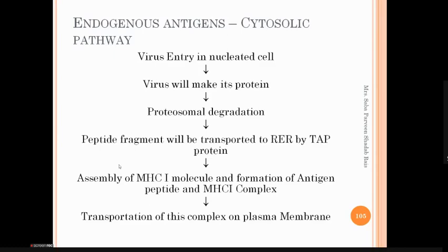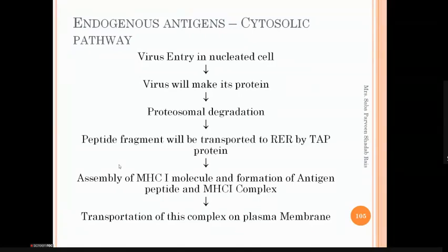So a small molecule, that is called the peptide fragment. 8 to 10 amino acids will be formed, and this peptide fragment will be taken inside the rough endoplasmic reticulum. As I told you, the rough endoplasmic reticulum will not allow anything to enter. So for recognizing this particular molecule, the full form of TAP is Transporter Associated with Antigen Presentation. So this transporter associated with antigen presentation is a protein. This will bind with this particular peptide fragment, and this will get entry inside the rough endoplasmic reticulum.